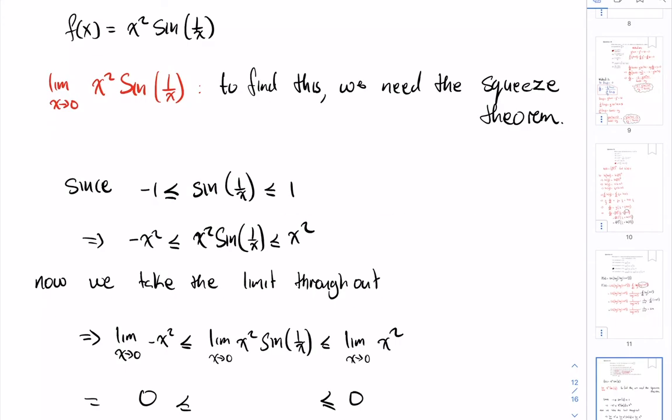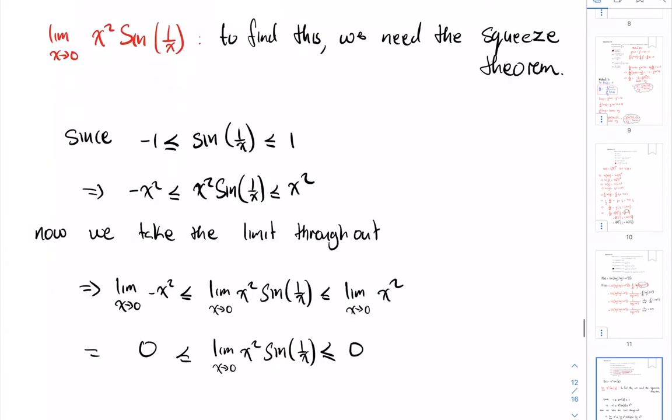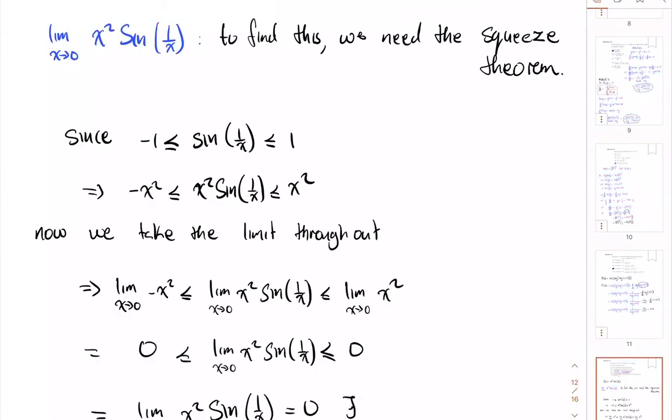So here, I can now copy this into this section to complete this proof, which means that the limit as x approaches 0 of x squared sine 1 upon x is equal to 0. So therefore, the limit exists. And the limit is 0.